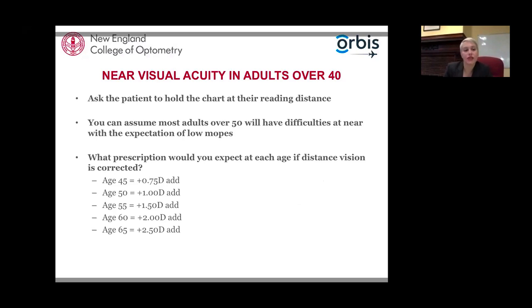Near visual acuity in adults, we're going to ask the patient to hold the chart at their reading distance. This is a little bit more realistic. You can also assume that most adults over 50 will have some difficulties at near, with the exception of low myopes. So if this person is reading 20/20, the prescriptions that I've listed there for each age group are a good starting point if you want to start prescribing over-the-counter readers. So that'll be a good starting point for that patient there. That's just based on the expected level of accommodation.